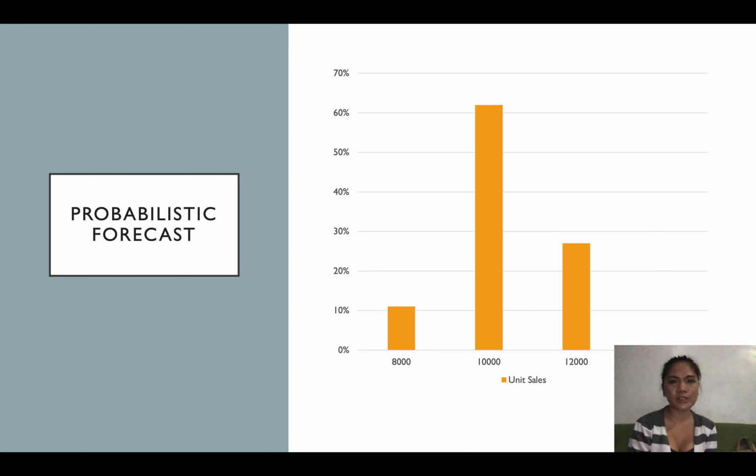Additional data includes the probabilistic forecast for each demand level, which shows that there is an 11% probability of selling 8,000 units, 62% probability of selling 10,000 units, and 27% probability of selling 12,000 units. Obviously, if the exact sales level were known, the solution would be easy. The company would simply order the number of items necessary to satisfy demand. Unfortunately, these situations usually involve considerable demand uncertainty, and this uncertainty necessitates an analysis based on probabilities.